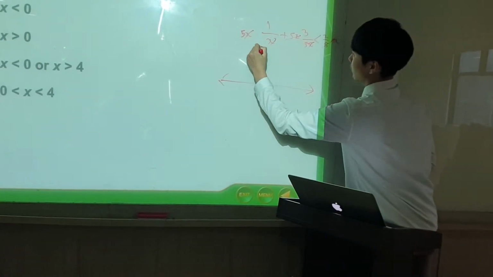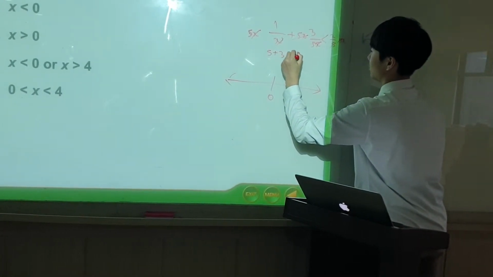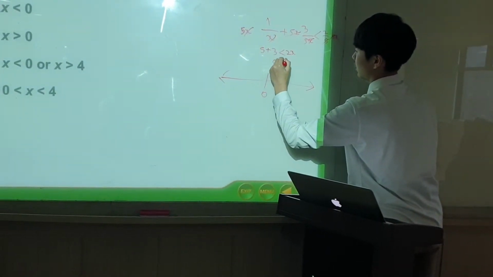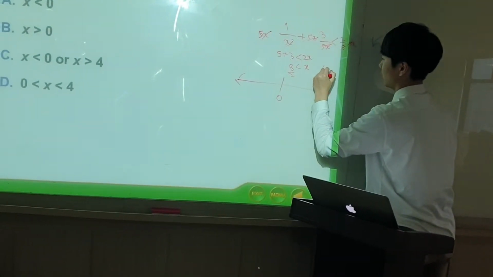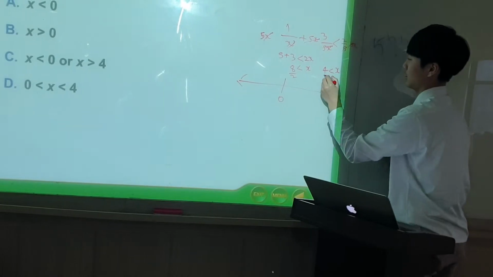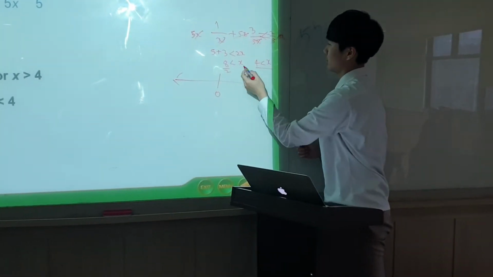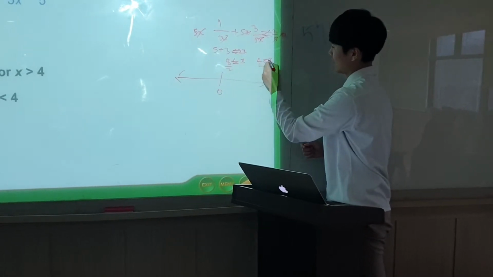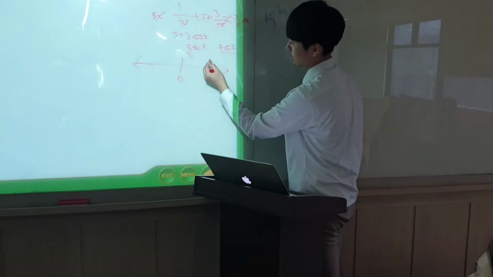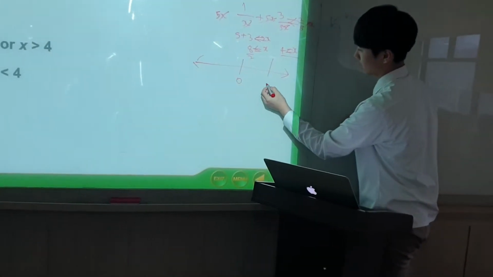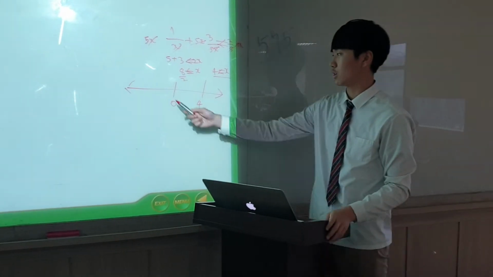So it will be 5 plus 3 is 2x, and it will be like this. This one has an equal sign, because it is the related equation, and then we can draw another line at x equals 4. So here is 4. Then we can just plug in.